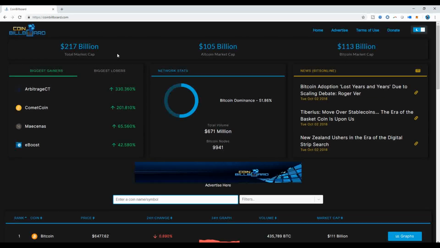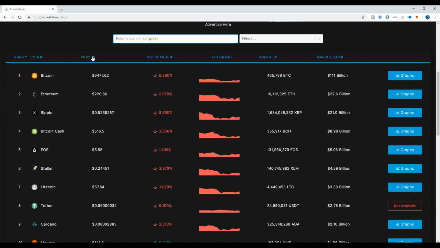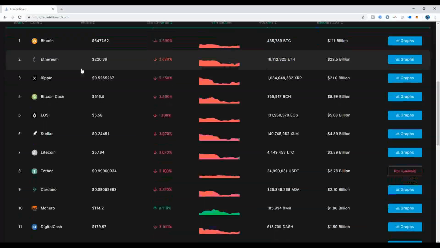As of the time of this recording, today is October 3rd, 2018, and it is approximately 12:28 p.m. Eastern Time. What you see is that at this precise moment, the cryptocurrency market is down. That's why you see so much red. We list on coinbillboard.com all the various coins and what is the price point for each one of them.